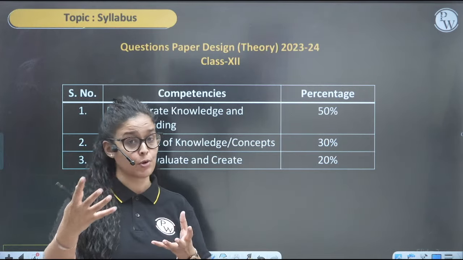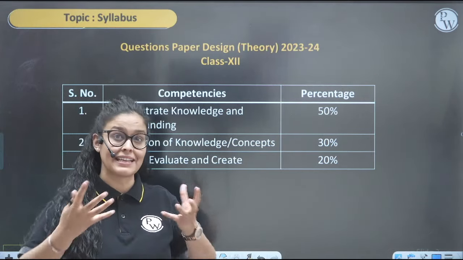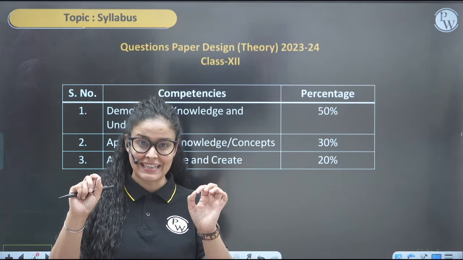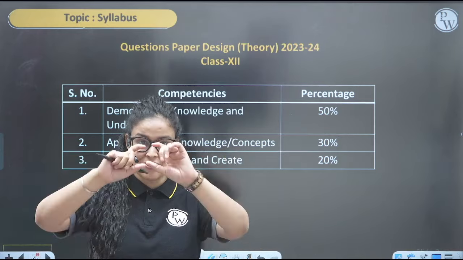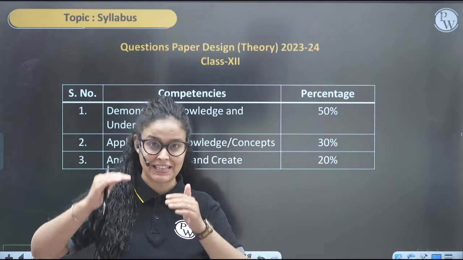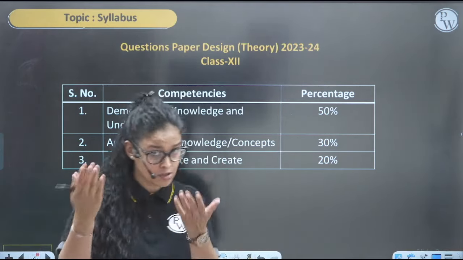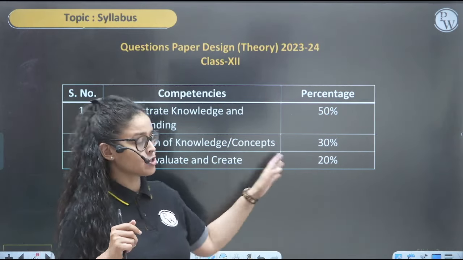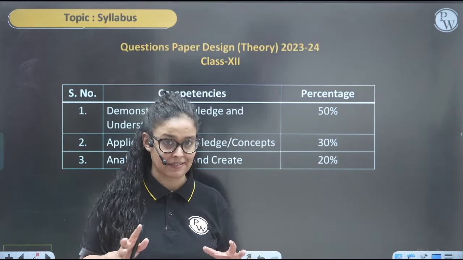They can ask you some numericals from the genetics part, because if you see NCERT properly, they have given calculation-based questions there. So they can ask you such concepts, right? Analyse, evaluate, and create: 20% weightage comes from this part itself.